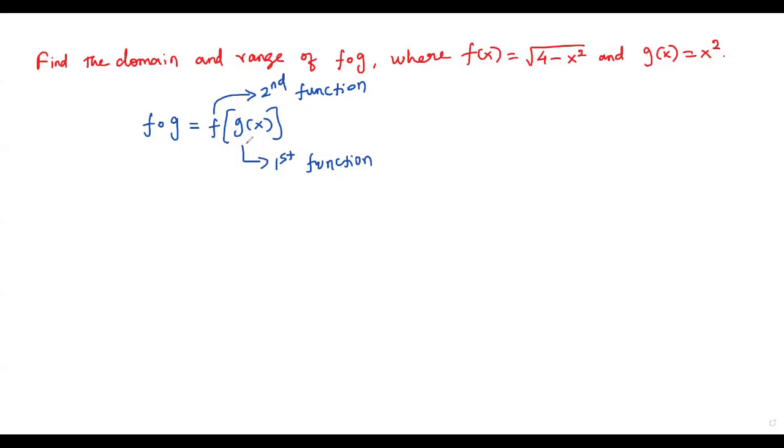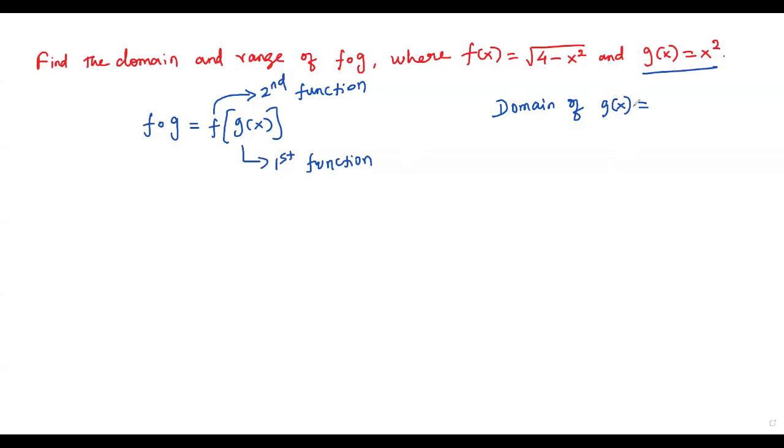You know the domain is nothing but the values of x for which a given function is defined. To get the domain of a composite function, first I have to get the domain of the first function, in this case g(x). Okay, now let me try to get the domain of the first function, that is g(x).